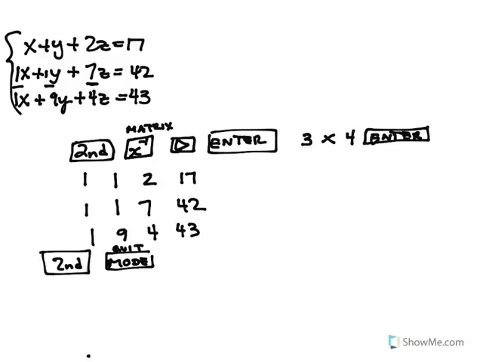Once we do that, we're going to go back into matrix. So we're going to hit second and that x to the -1 button, which is us really trying to get to the matrix. Once we get there, we are going to go over to math. And when we're at math, we are going to go down until we get to letter B. And what that letter is going to say is RREF.